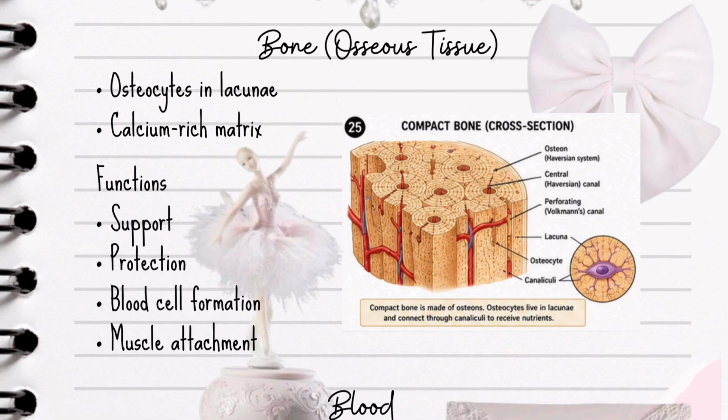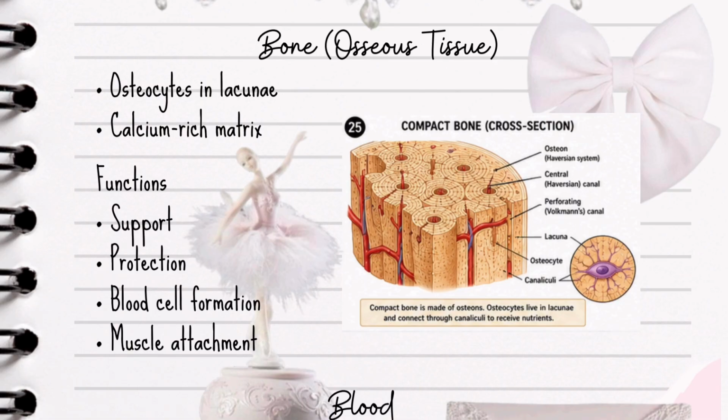Bone performs several essential functions. It supports the body, protects organs such as the brain and heart, provides attachment sites for muscle to produce movement, and contains bone marrow, where many blood cells are formed. Although bone appears solid and unchanging, it is constantly being broken down and rebuilt in a process called bone remodeling, allowing it to adapt and repair throughout life.